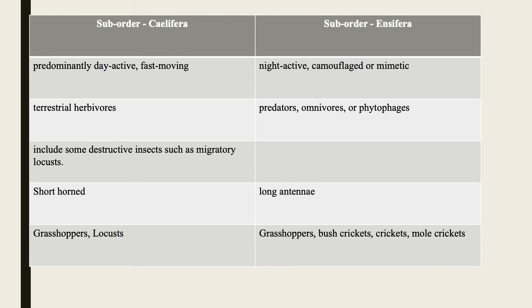Suborder Caelifera includes insects that have short antennae. These are also known as short-horned grasshoppers, and locusts too are included in this category. Antennae are shorter than the body. They have fewer segments.